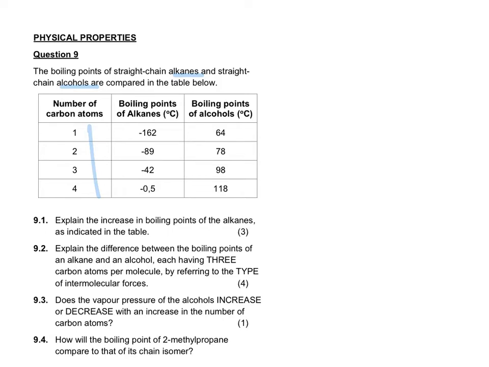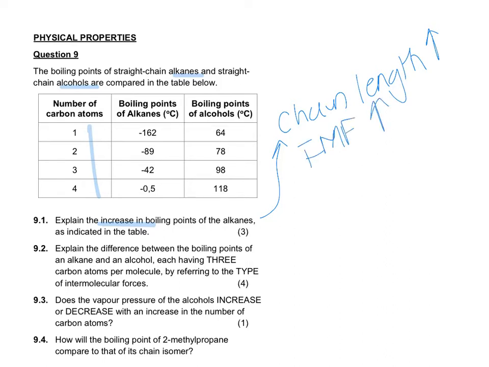So, explain the increase in boiling points of the alkanes as indicated. In basic terms, for the alkanes, the chain length is increasing, so the chain length gets bigger. If the chain length gets bigger, then the intermolecular forces increase, which then means the amount of energy we need to overcome those forces also increases. Straightforward.